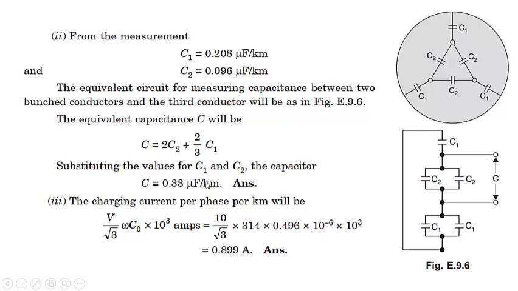Now the third part: the charging current per phase per kilometer is simply V omega C. You have to use the per phase voltage, that's V by root 3, into omega C0. That is 10 divided by root 3 into 314, that is 100 pi, into C0 which you have calculated. It comes out to be 0.899 amperes. So I hope you have understood this.